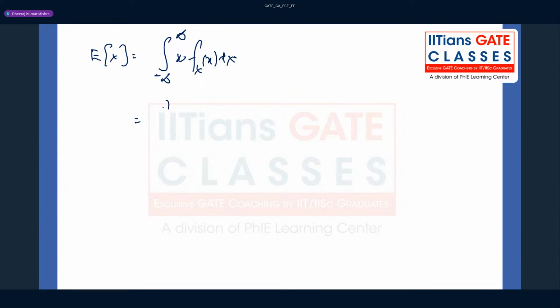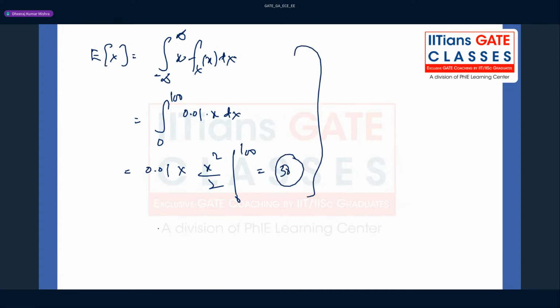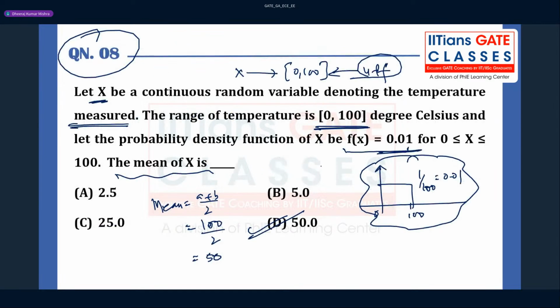ठीक है, तो आप क्या करोगे? You will go for 0 to 100 and then 0.01 times x dx. ठीक है, तो यहाँ पर 0.01 you will take out, then you will go for x square by 2 from 0 to 100, right? Then you will solve this, you will get 50. So this is the process that you follow, right? But if you realize that this is a uniform density function in this domain where x takes the value 0 to 100, your life becomes very simple. I believe this is fine for all.